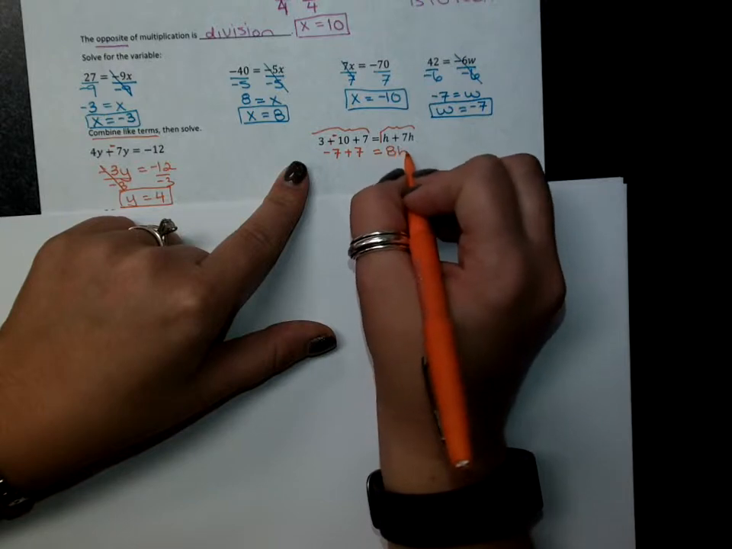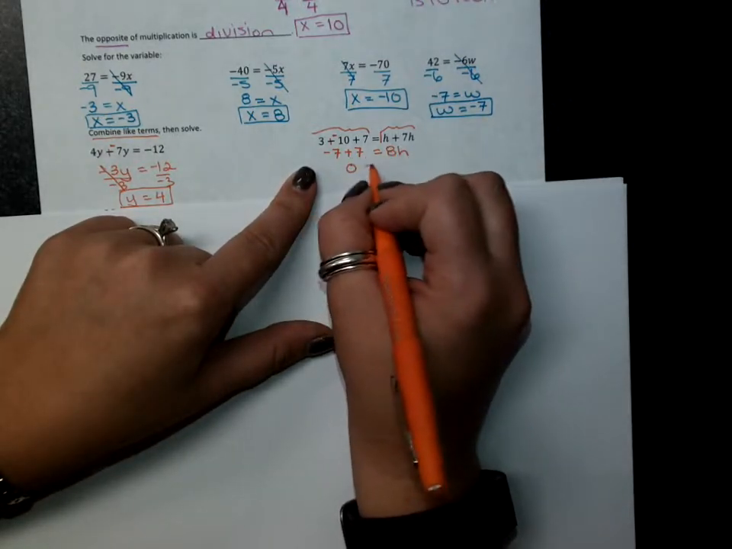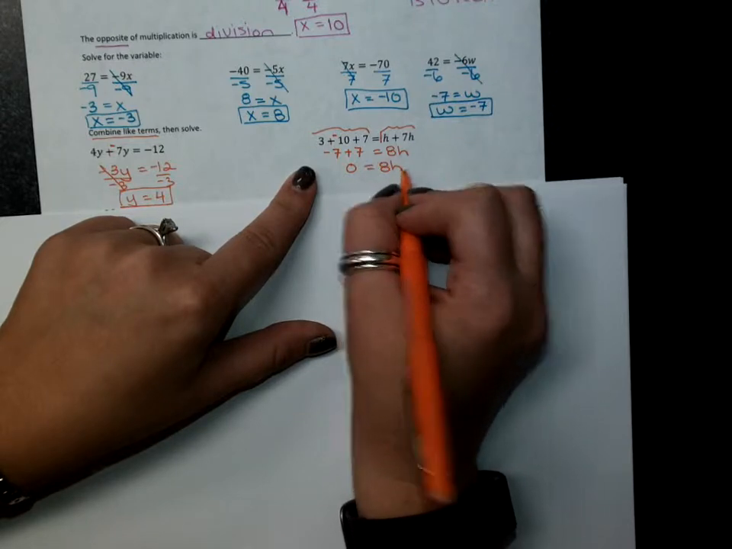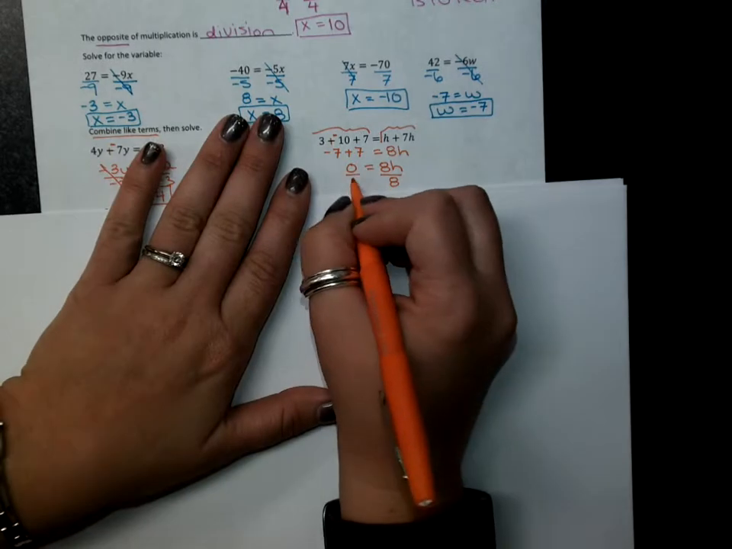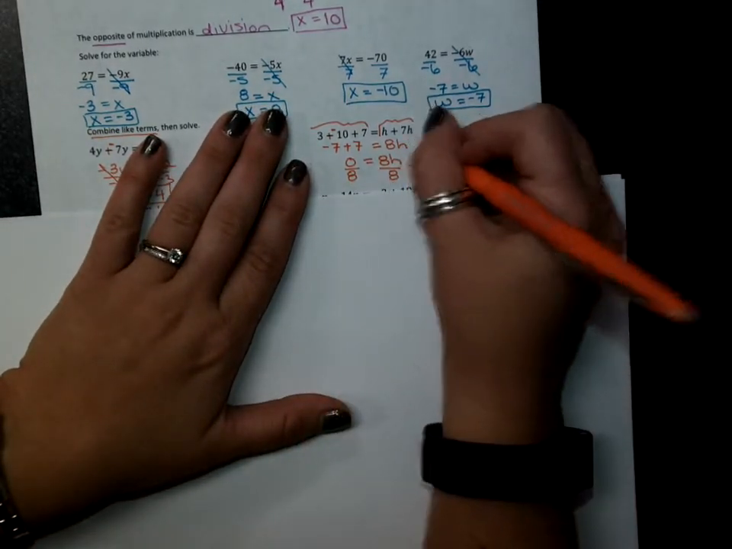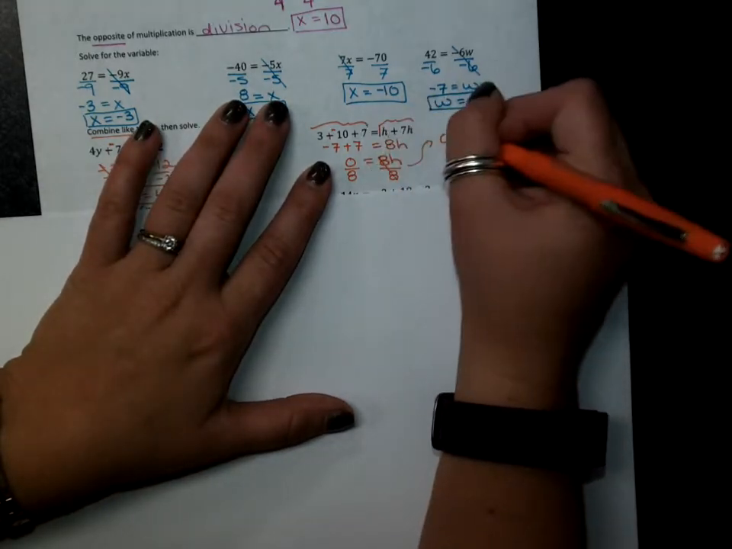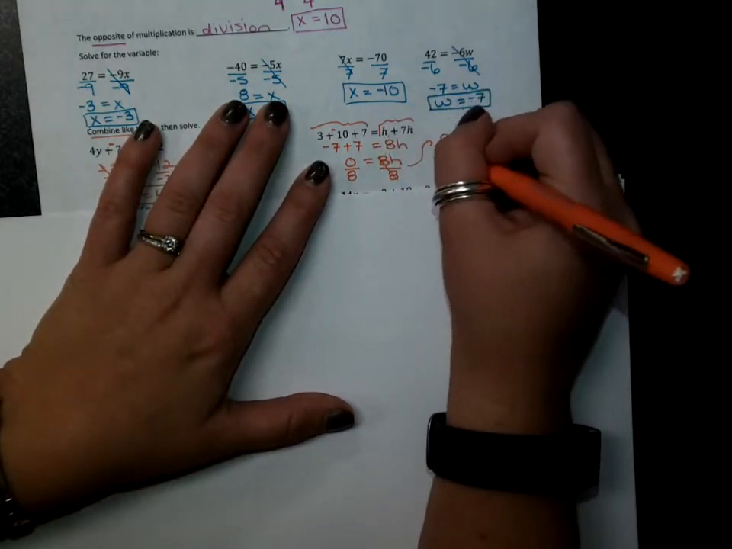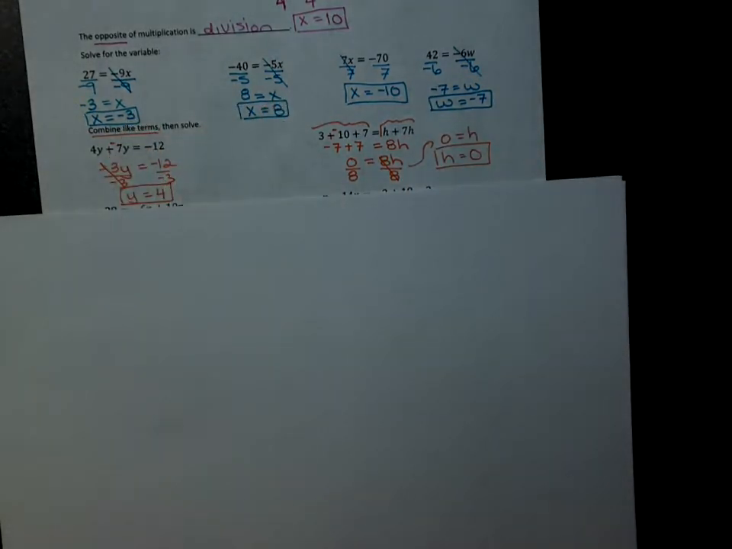Negative 7 plus 7 is 0, and that's okay, equals 8h. We'll still divide by 8. And 0 divided by 8, I ran out of room here, 0 divided by 8 is 0. And those 8's divide equals h, so h equals 0. And it's okay to have 0 as an answer. Try the next one.